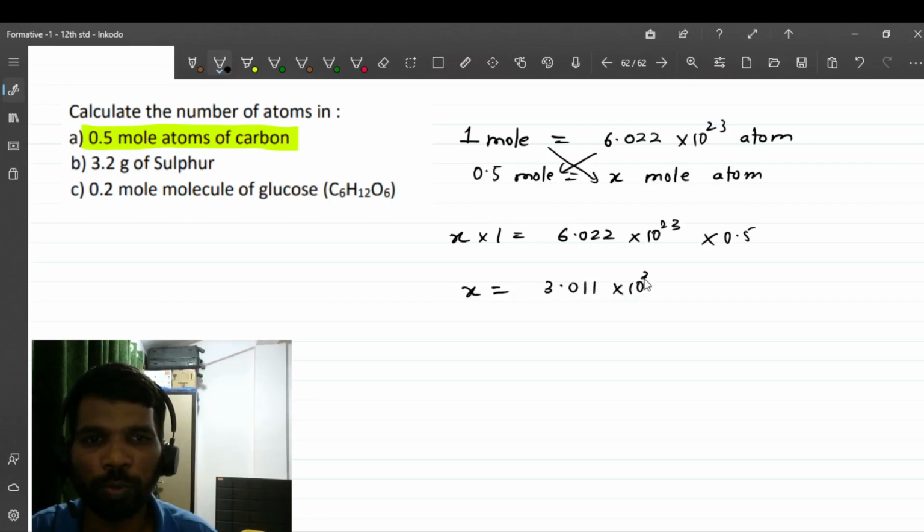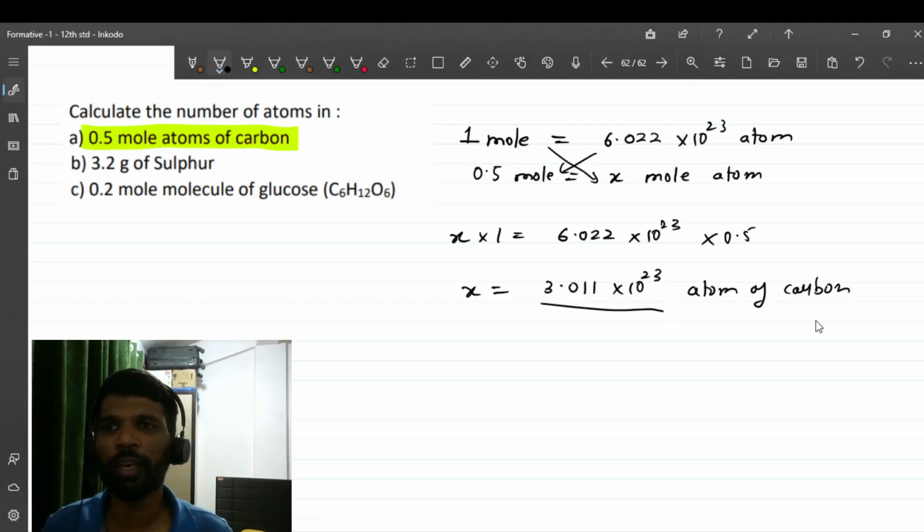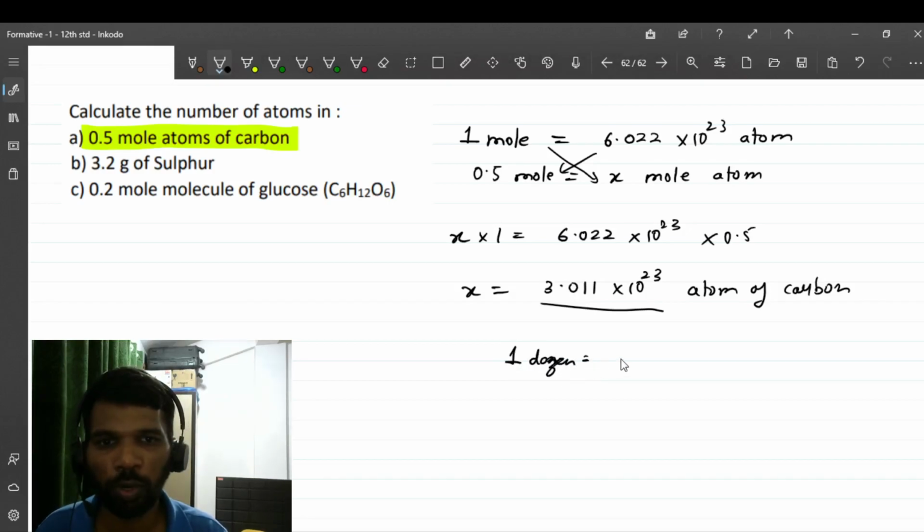3.011 into 10 raised to power 23. These many atoms are there, atoms of carbon. This question is similar to if I say that there are 4 dozens of apples in one box. How will you calculate how many apples are there in 4 dozens? We know that one dozen is equal to 12 apples or 12 units, right?